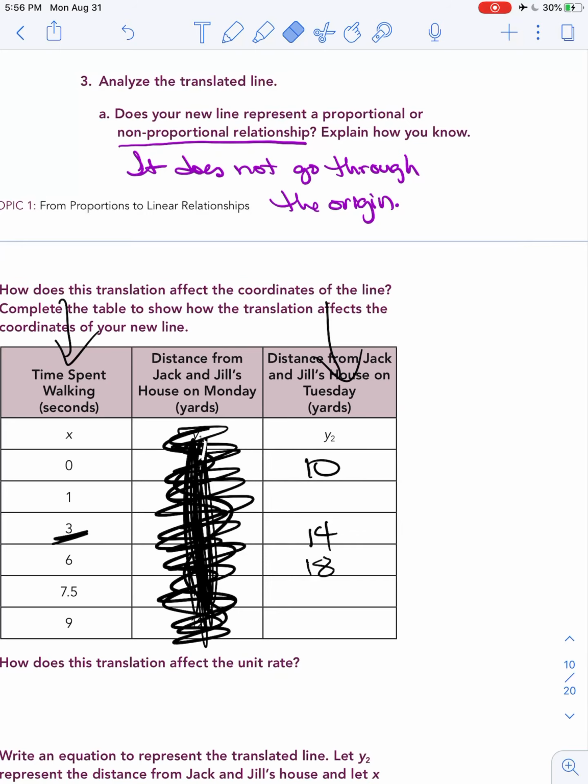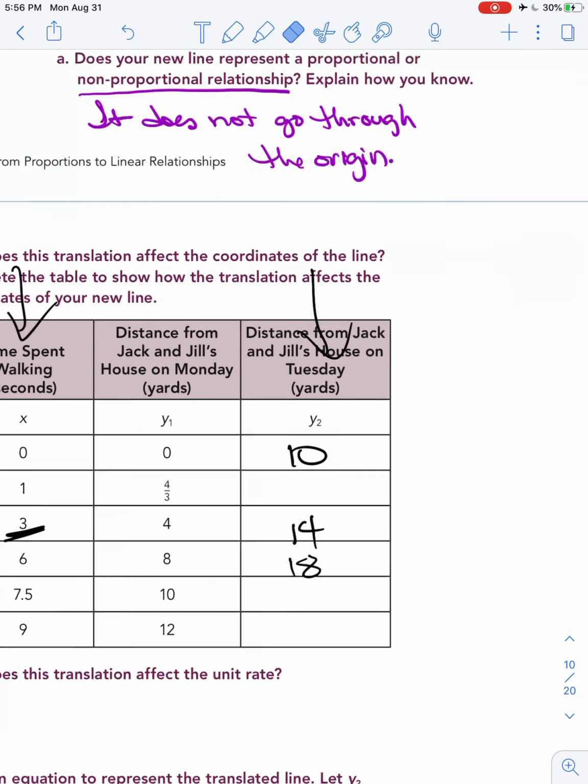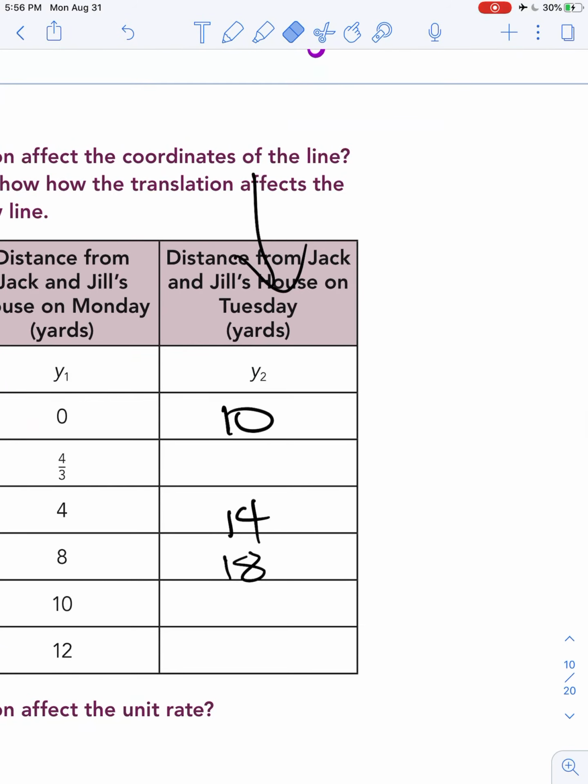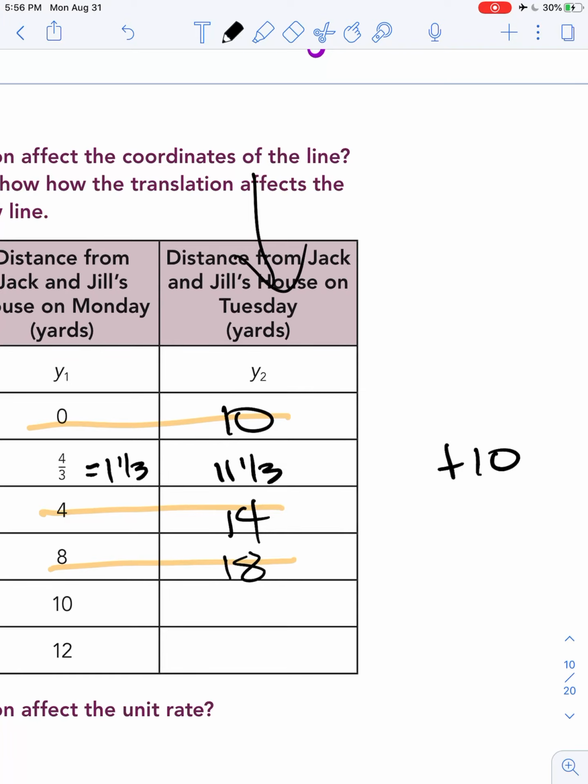Okay, now I'm going to erase these numbers right here, and I want you to compare these. This was 0, this was 0, that's 10. 4, 14, 8, 18. What happened? Hopefully you noticed that all they did was add 10. So this is the same thing as 1 1/3, so I'm going to add 10. I'm going to add 10.